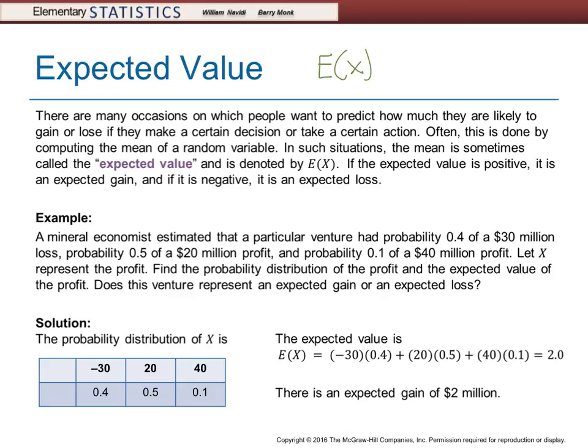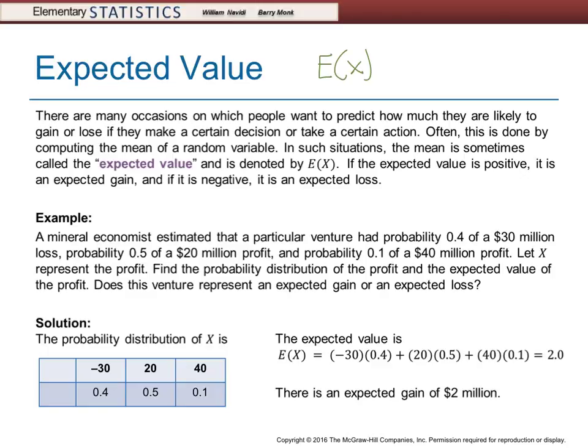If the expected value is positive, it is an expected gain. If it is negative, it is an expected loss. So here's an example. A mineral economist estimated that a particular venture had a probability of 0.4 of a $30 million loss, a probability of 0.5 of a $20 million profit, and a probability of 0.1 of a $40 million profit. Let x represent the profit and find the probability distribution of the profit and the expected value of the profit.